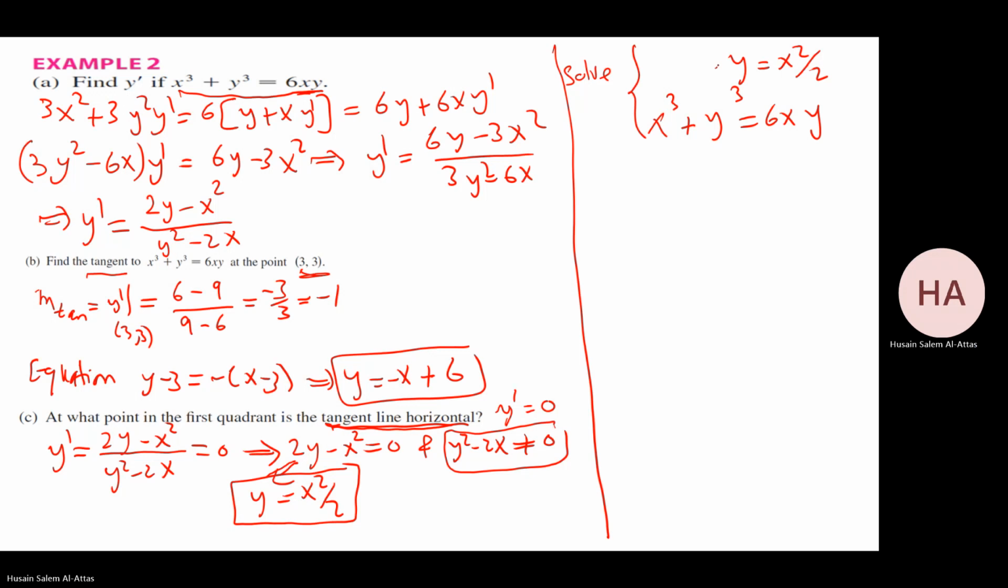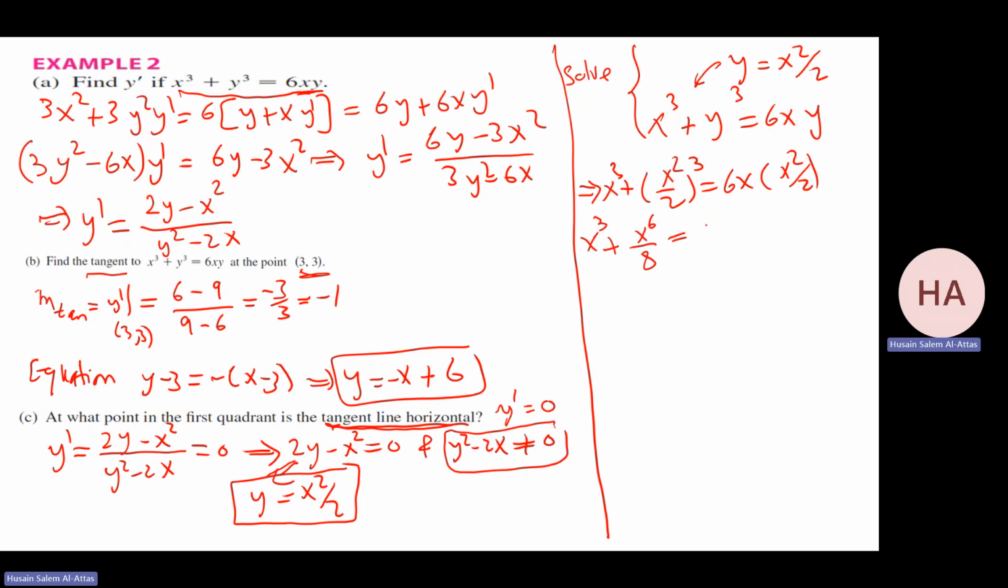So I substitute there. You have what? x cubed plus x squared over 2, cubed, equals 6x times x squared over 2. What I did, instead of y, I made it x squared over 2. Now I have an equation in x. That will be x cubed plus x to the power 6 over 8 equals 3x cubed. Multiply by 8. That gives me 8x cubed plus x to the power 6 equals 24x cubed. That implies x to the power 6.